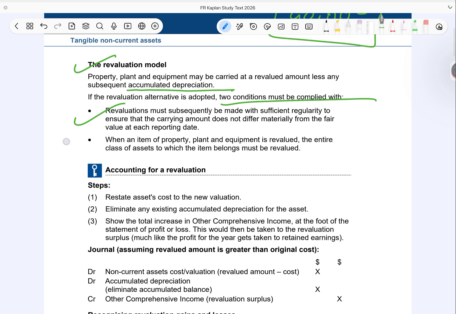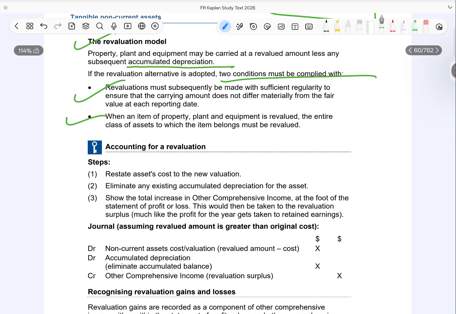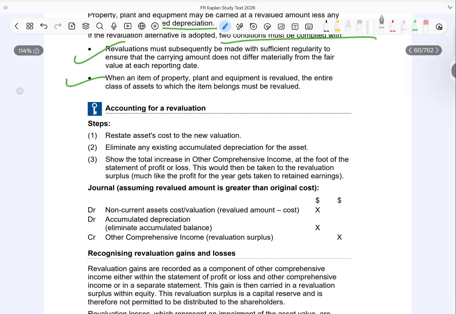And when an item of property, plant and equipment is revalued, the entire class of assets to which the item belongs must be revalued. So you can't just revalue one building. If you have many buildings, you can't just use the revaluation accounting treatment on just one building. You'll need to revalue all of your buildings. So yeah, those are the two conditions which need to be met for the revaluation model.